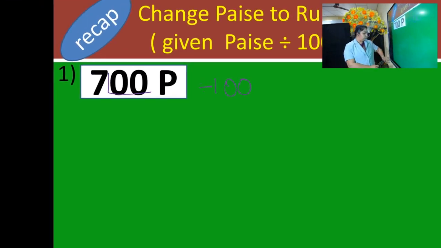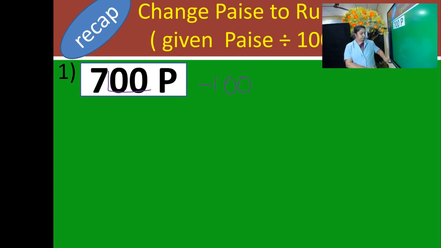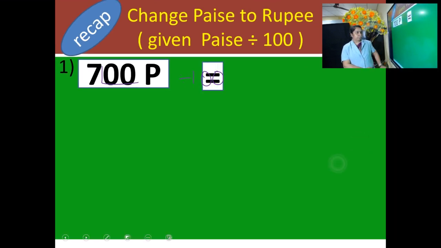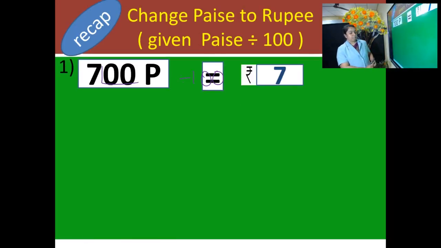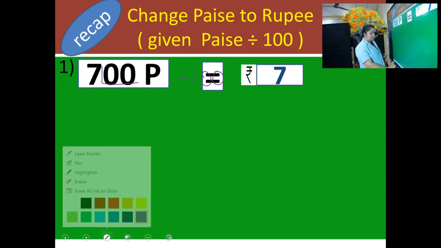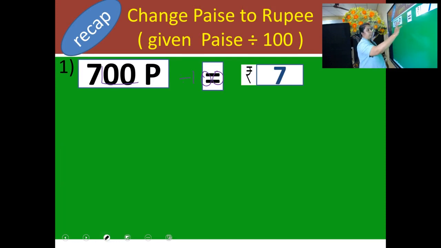Yes, say the answer. If you are dividing by 100, how much are you getting? Try to say the answer. So you have to remove the digits in the tens and ones. How much is your answer? Rupees 7.